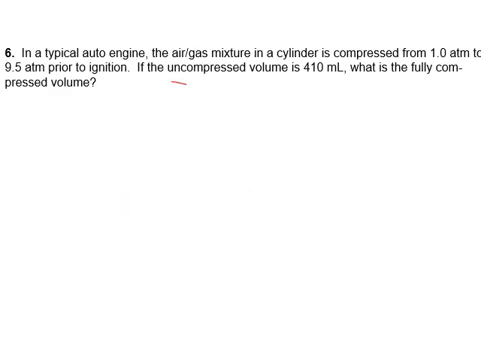Okay, look at this and see what kind of a problem it is. In a typical auto engine, the air-gas mixture in a cylinder is compressed from 1 atmosphere to 9.5 atmospheres, going up about 10 times. In diesel engines, it goes up considerably more than that, because diesel engines use the compression to help with the ignition process. But that doesn't matter. So here we're going from 1 atmosphere to 9.5 atmospheres, and the volume originally was 410 milliliters.